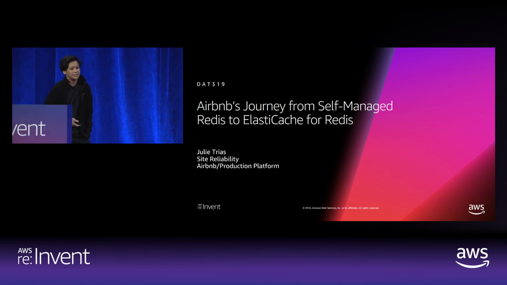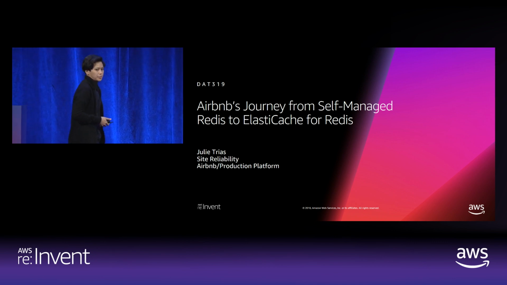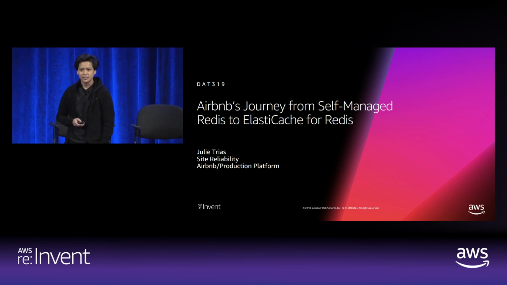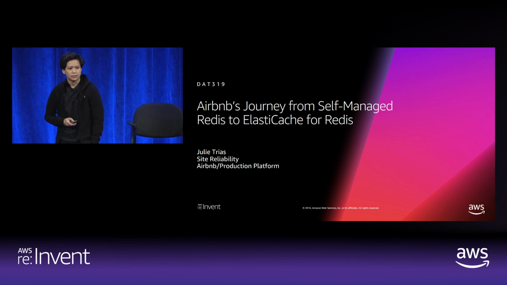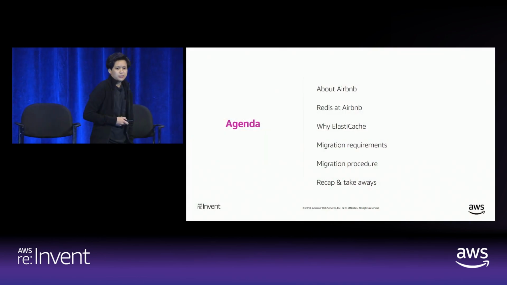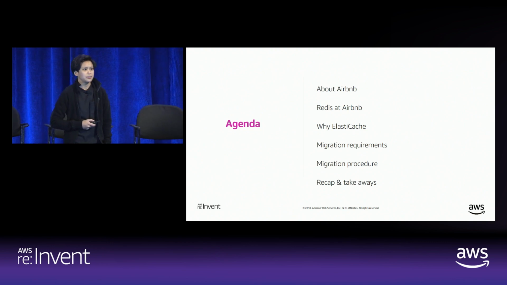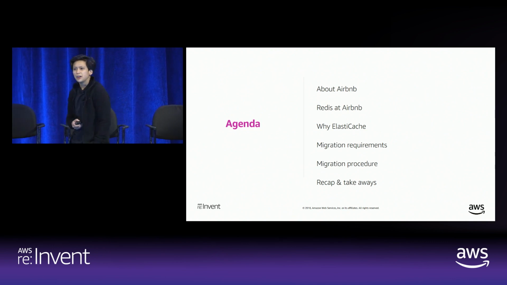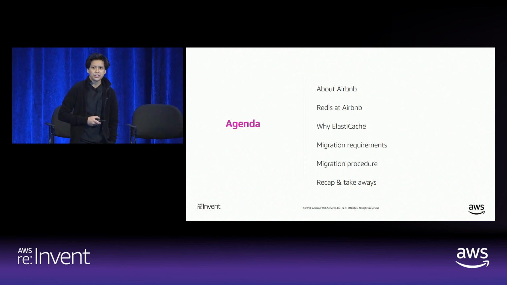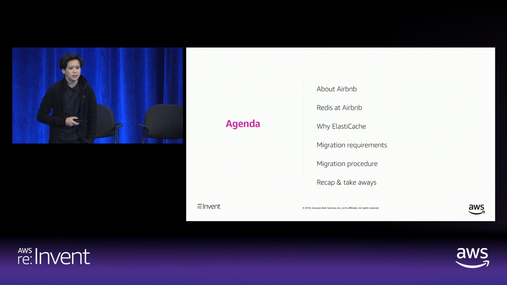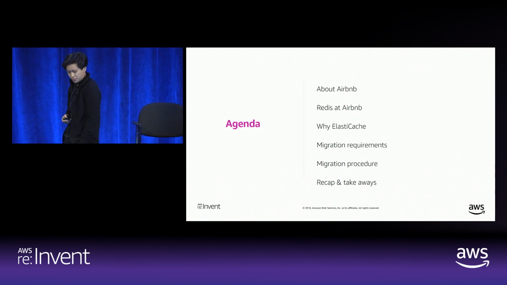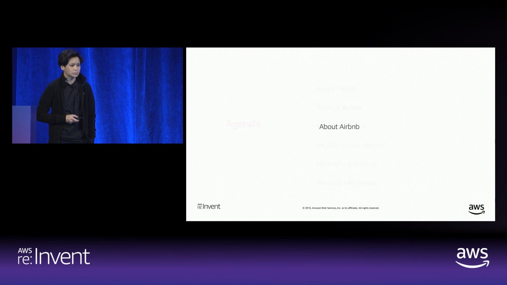Welcome to my session. Today we're going to talk about Airbnb's journey from self-managed Redis to ElastiCache for Redis. This is our agenda. We're going to talk about a little bit of background on Airbnb, how Redis looked at Airbnb, why we chose ElastiCache, our migration requirements, the procedure, which is the exciting part, and we'll do a summary.